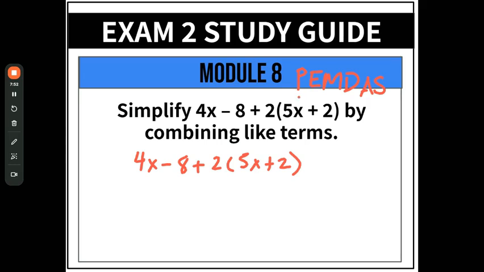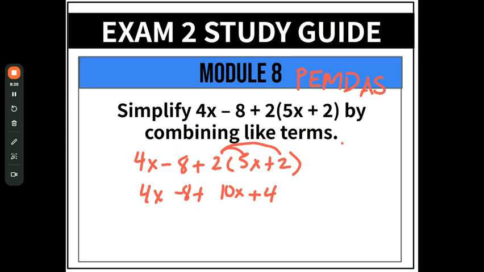So for P, we start with the parentheses, and for this one, I'm going to start with the parentheses and distribute the 2. When I do that and I multiply, 2 times 5x gives me 10x. 2 times 2 gives me 4. And the rest of the expression remains the same for now.